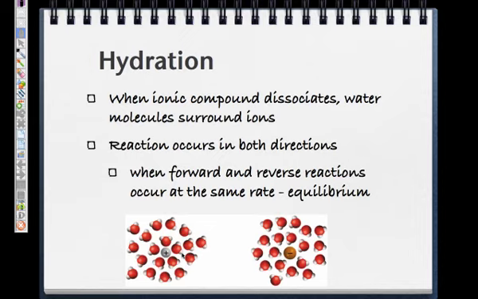And the reaction can occur in both directions. The forward reaction is when the reactant turns into product. The reverse reaction is when the product turns into reactant, and that will actually occur back and forth. When it gets to equilibrium, you wouldn't see a net change in the amount of product and reactant because they're changing at the same rate, and so there's no net change.